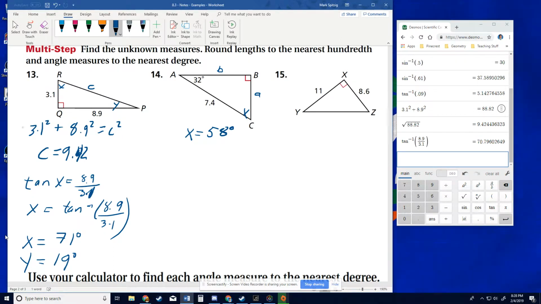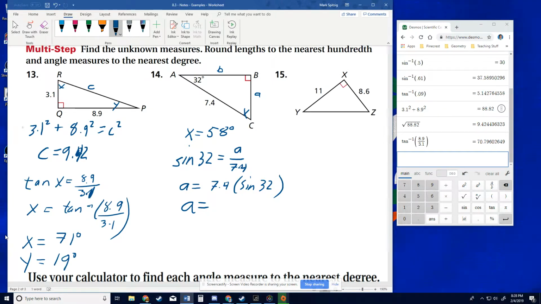Let's use the 32-degree angle because it's right there. We're trying to find the opposite, and we have the hypotenuse, that's sine. So sine of 32 degrees equals the opposite, A, over the hypotenuse, 7.4. And so A is just going to be 7.4 times sine 32. And so A is just going to be equal to, and I'll plug that in.